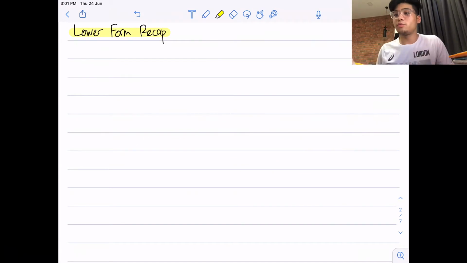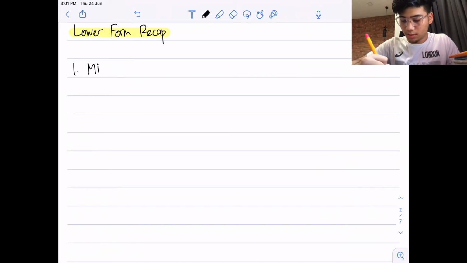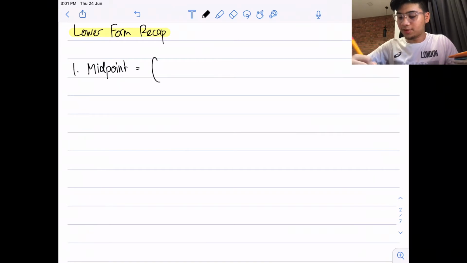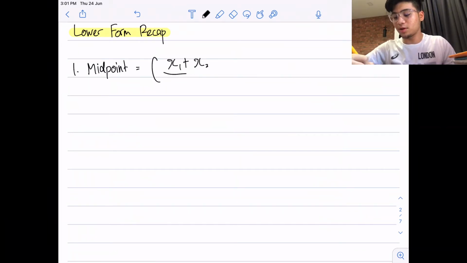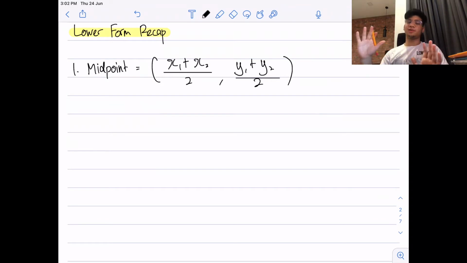Alright, lower form recap. So what do we need to know? Alright, so number one, let's look into the midpoint formula. This one's like one of the first few things we learn in basically straight line in lower form. But basically, midpoint is what its term means, which is the center point of a specific line.